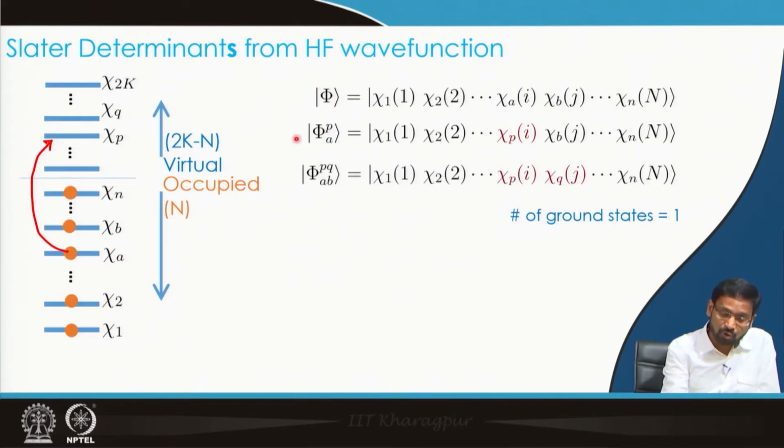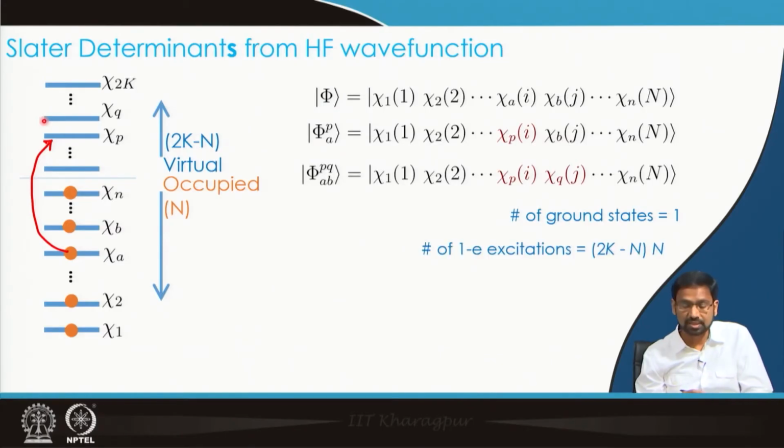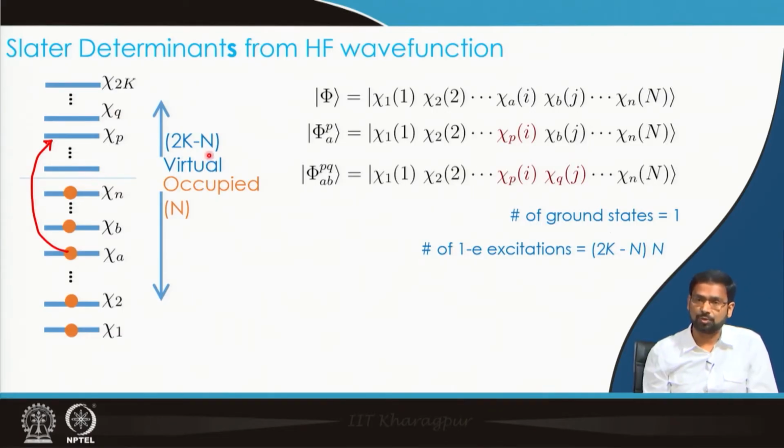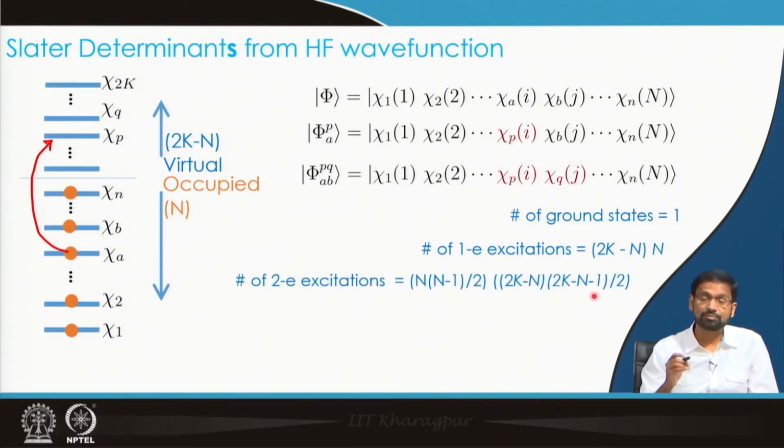But if I carry out all this single excitation, one electron excitation, you can imagine that I can have this many one electron excitations, because, let us say, I pick any one electron and I want to put it in one of these 2k minus n virtual orbitals. So, I can do that in 2k minus n number of ways by picking any random electron, but I have n such electrons. So, the total number of one electron excitations is 2k minus n multiplied by n. Now, similarly, I can do this many two electron excitations.